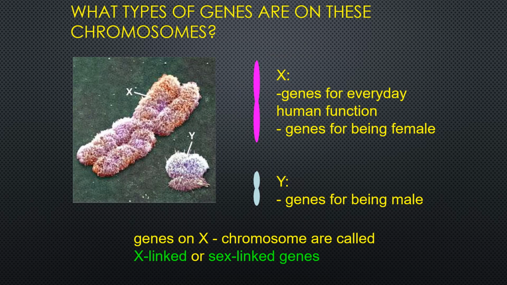Okay, so then besides just determining the gender of the offspring, what types of genes are on these chromosomes? On the X chromosome, obviously is genes for being female, but also genes for everyday human function. And the Y chromosome actually carries very little genes, but just genes for being male. So the development of an embryo into a male.